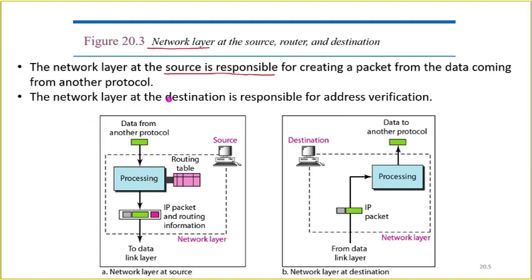The network layer at the destination is responsible for address verification. Address verification in the sense that at the destination side, if the packet is coming from the lower layer, that is the data link layer, it will process it and then send it to the upper layer. So it verifies whether it is the destination: it verifies the address from the packet it is receiving, matching the destination address. If it matches, it will process it and further forward it to the higher layers.